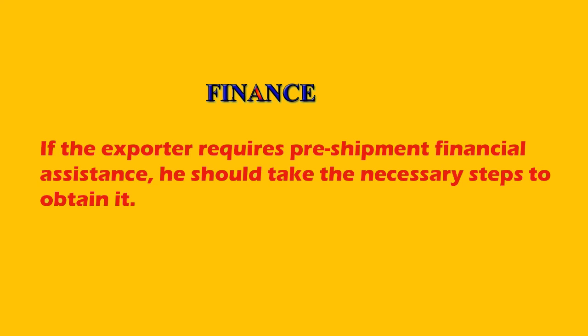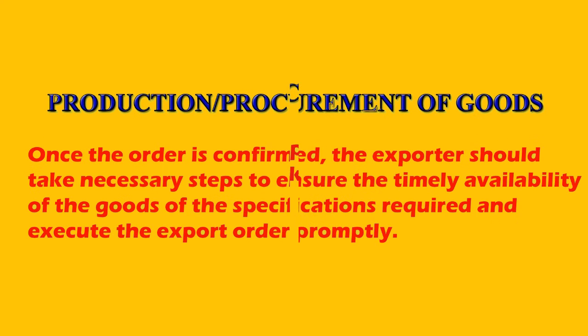Finance. If the exporter requires any financial assistance or help before shipping the products, he should take all the necessary steps to obtain the finance. Production or procurement of goods. Now once the order is finalized, the exporter should take all the necessary steps so that there is timely delivery of the goods of those specifications which have been given by the importer. However, in case the exporter is not the manufacturer himself, then he should contract with his suppliers and also ensure timely availability of the goods.